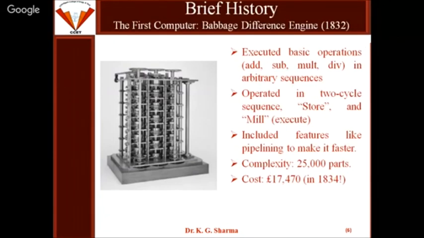If we talk about the brief history, the first computer was developed in 1832, and that was Babbage's difference engine. It can execute simple operations like addition, subtraction, multiplication, division in arbitrary sequences. It operates in two cycles: one is store and another is mill, which is nothing but execute. It included features like pipelining to make it faster, and complexity was around 25,000 parts. It was costing around 17,470 pounds. In 1834, you can imagine, it was a very, very huge cost at that time.